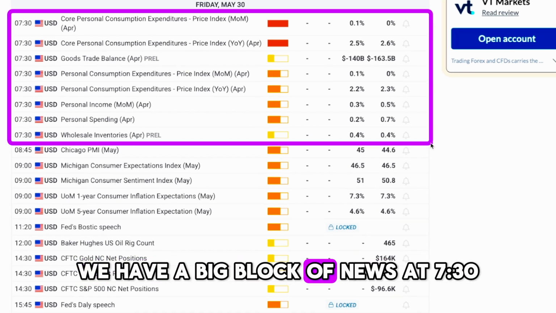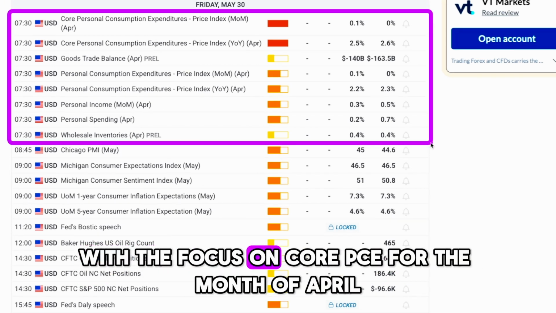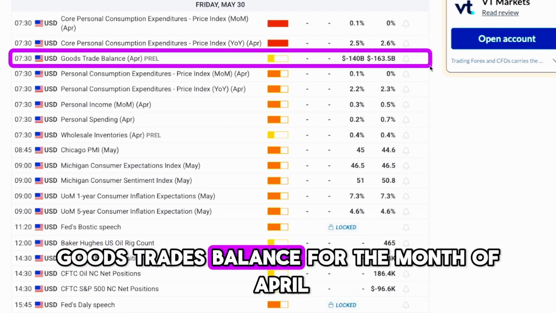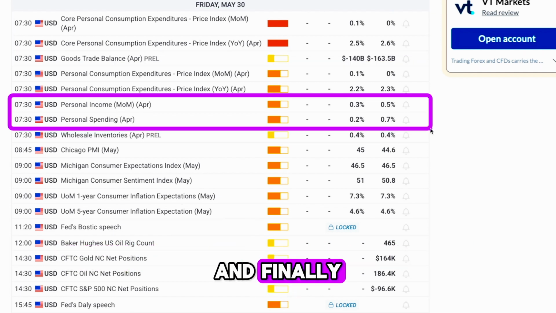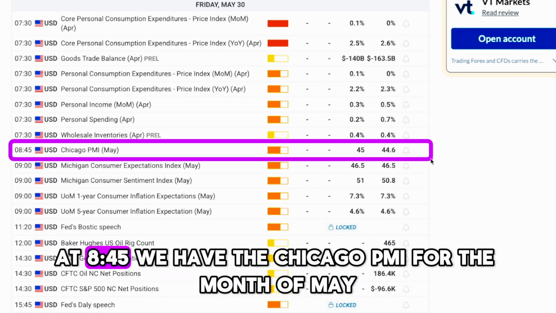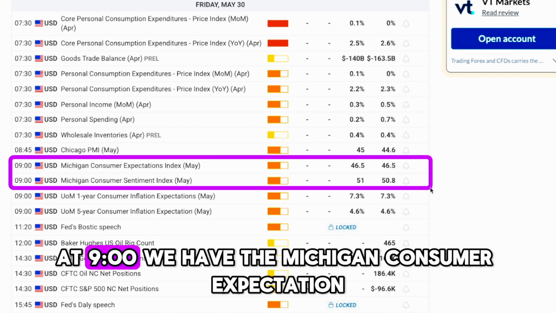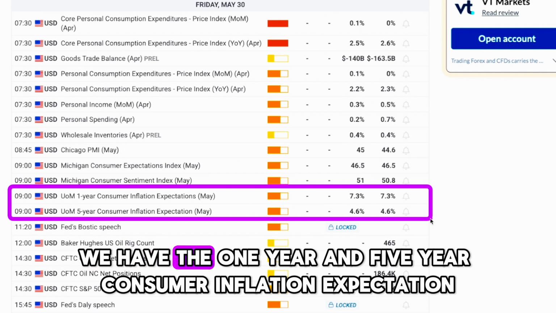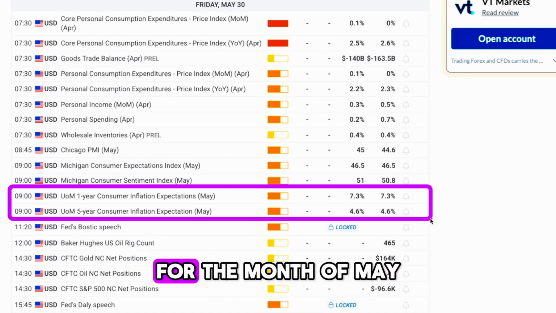We have a big block of news at 7:30 with a focus on core PCE for the month of April, goods trade balance for the month of April, and finally, personal income and personal spending for the month of April. At 8:45, we have the Chicago PMI for the month of May. At 9 o'clock, we have the Michigan Consumer Expectation and Sentiment Index for the month of May. And finally, we have the 1-year and 5-year Consumer Inflation Expectation for the month of May.